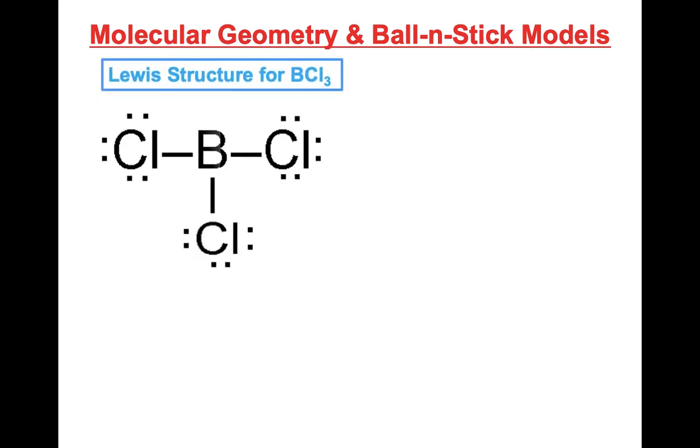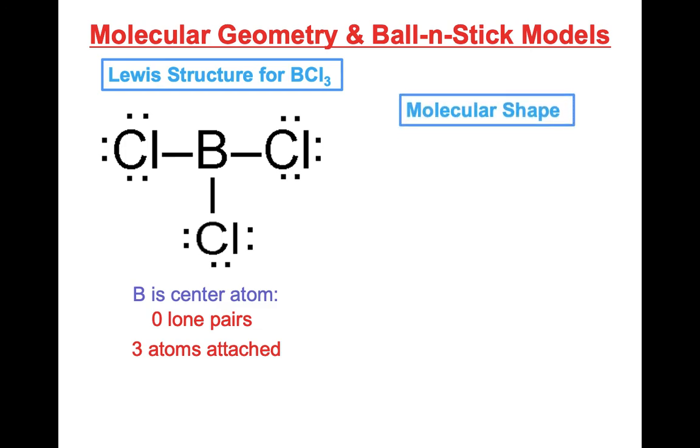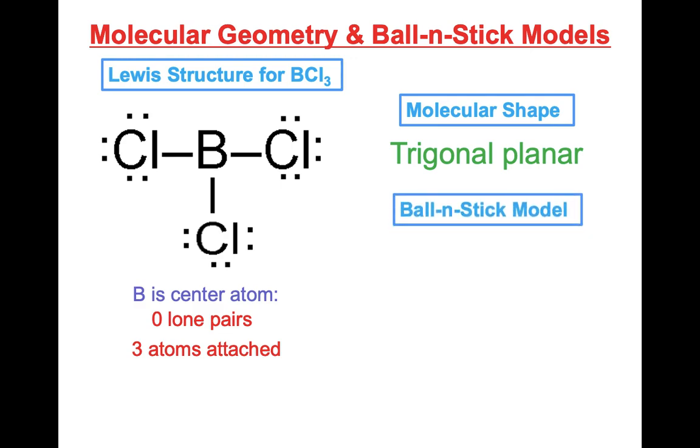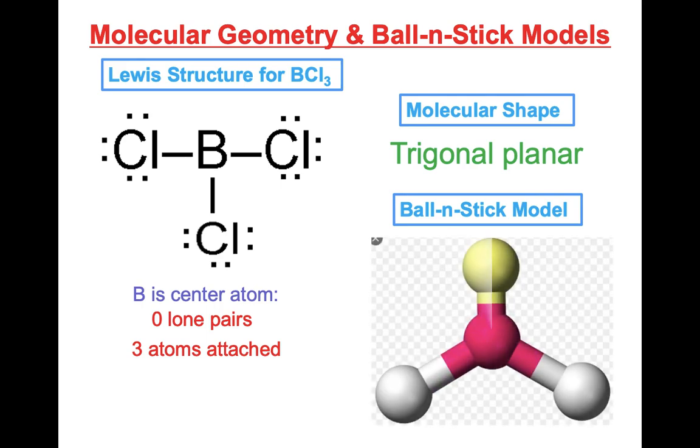BCl3. Boron is our center atom. It does not have any lone pairs, and it has 3 attached. So this is a very flat structure. The chlorines just separate themselves from each other. They don't form the pyramid because there's no lone pairs on the center atom. So this is called trigonal planar. Your ball and stick model shows boron in the center and 3 chlorines attached.